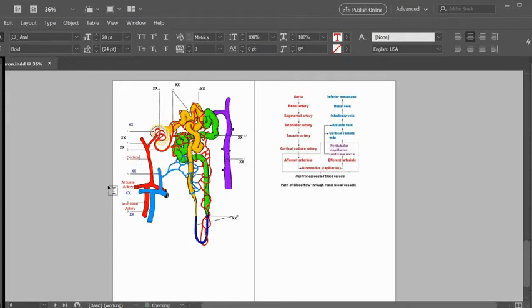So cortical radiate artery. Now that we have those first 3 started, we have the same thing happening for the veins here. So they have the same names, except they're called veins. So the large one is interlobar vein this time. The next one that's sort of running side to side here is an arcuate vein. And finally, the cortical radiate vein.